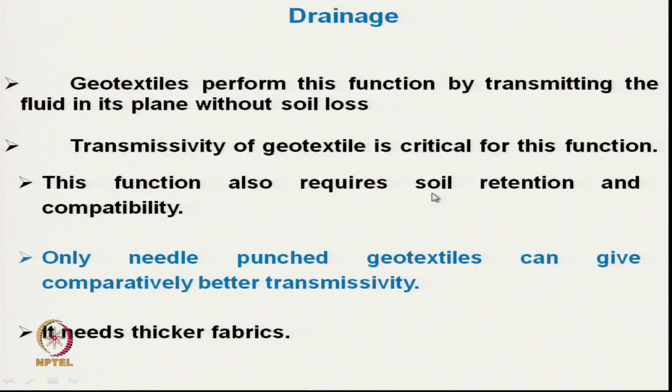As far as drainage is concerned, the transmission of fluid along the plane is important. So, here only needle punched geotextile can give comparatively better transmissivity, because it should transmit water along its thickness.